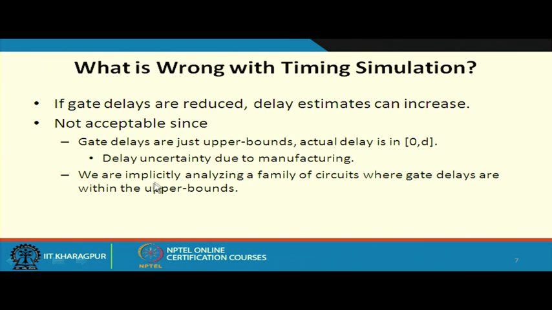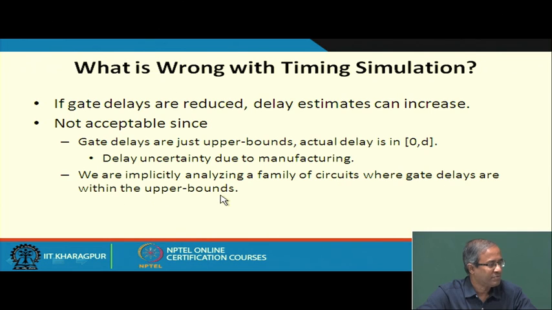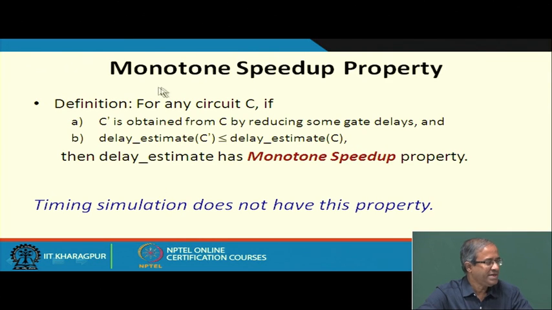Here actually we are implicitly analyzing some circuits where gate delays are within some upper bound. So, this creates a problem. Now, we need some simulation where some property called monotone speed up should be satisfied. So, what is monotone speed up property?